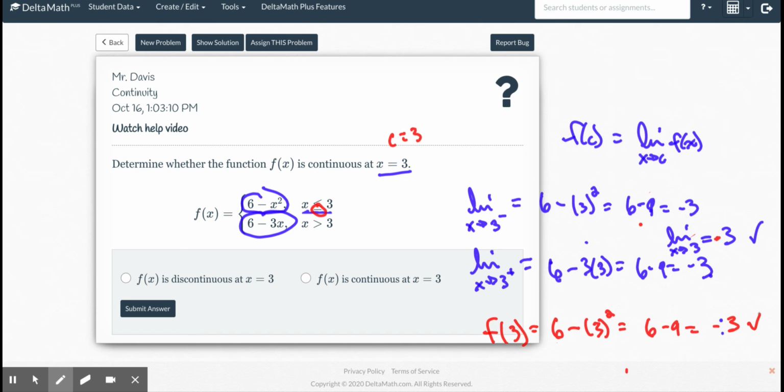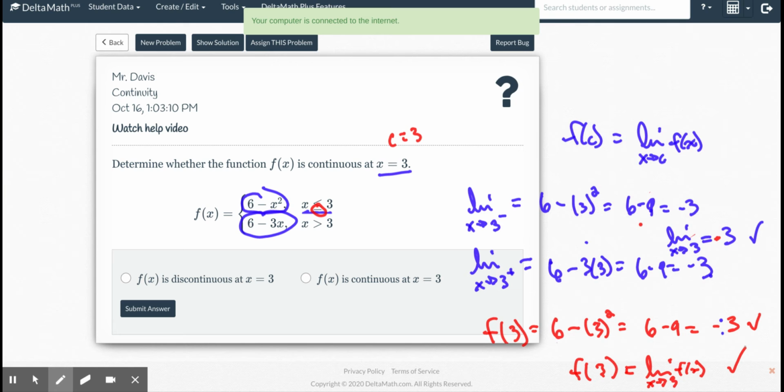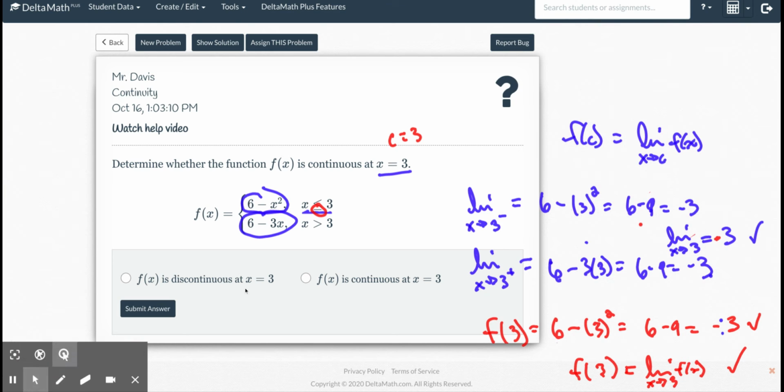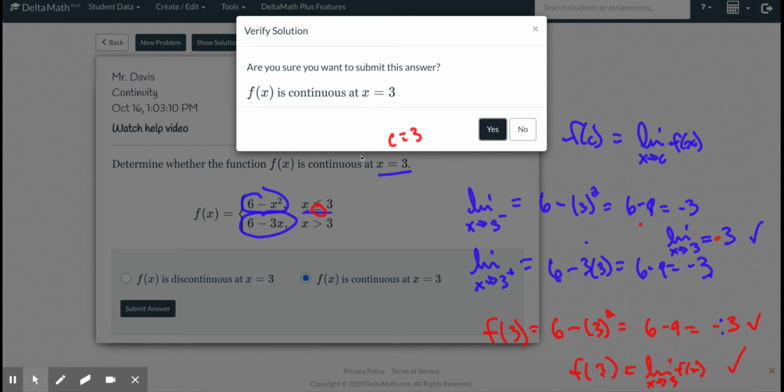And then the last check is to make sure these are the same, that f of 3 equals the limit as x goes to 3 of f of x. Is that true? Yes, it's true. So that means this is continuous at this point. So you've got to just run through the conditions there of continuity.